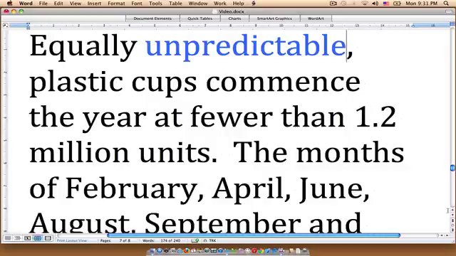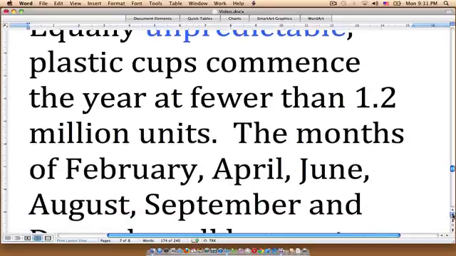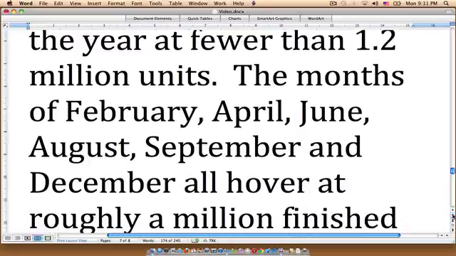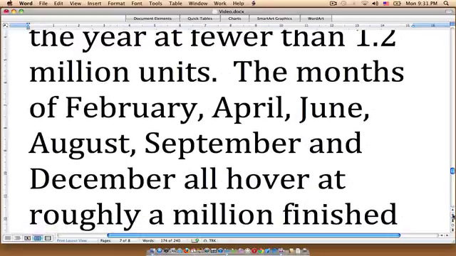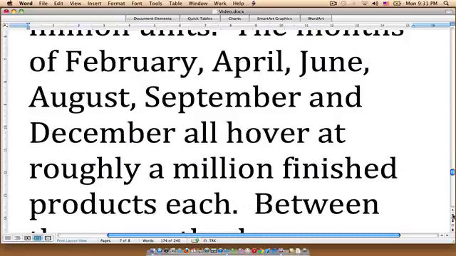The months of February, April, June, August, September, and December all hover at roughly 1 million finished products each. And I'm just going to stop for 1 second. The word hover might be new to some people. Hover means kind of to be at a certain level, maybe a little bit above, maybe a little bit below, but roughly that level. So when we say they hover at roughly 1 million, that means it might be a little bit over 1 million, it might be a little bit under 1 million, but about 1 million. Hover.